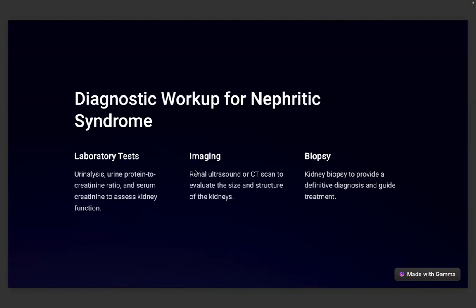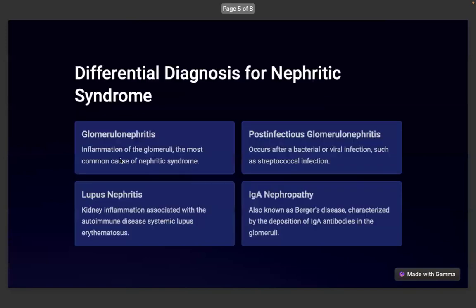We can find azotemia. So what's azotemia? Azotemia is when you find elevated creatinine and urea in the blood. So that's azotemia. All of these are clinical pictures that we'll find in a nephritic syndrome patient. Also, you can see that the patient, if he comes to your clinic, has periorbital edema. So what's periorbital edema? It's edema around the eyes.